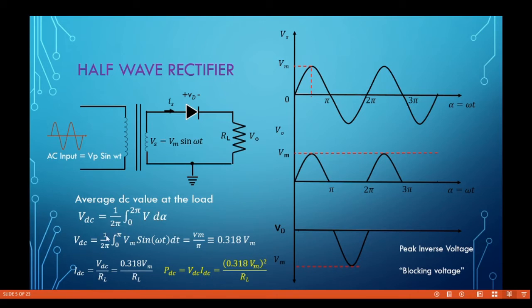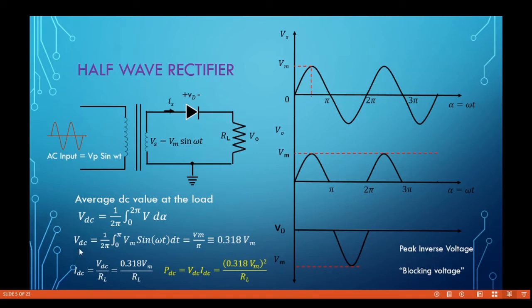Now this VDC is equal to 1 upon 2 pi. As we have seen here, the signal is only present in the time period 0 to pi, and between pi to 2 pi it is 0. So we have reduced the integration limit from 0 to pi of Vm sin omega t, and we have found the value Vm upon pi. So 0.318 times Vm is the DC voltage you are getting at the output, the load.